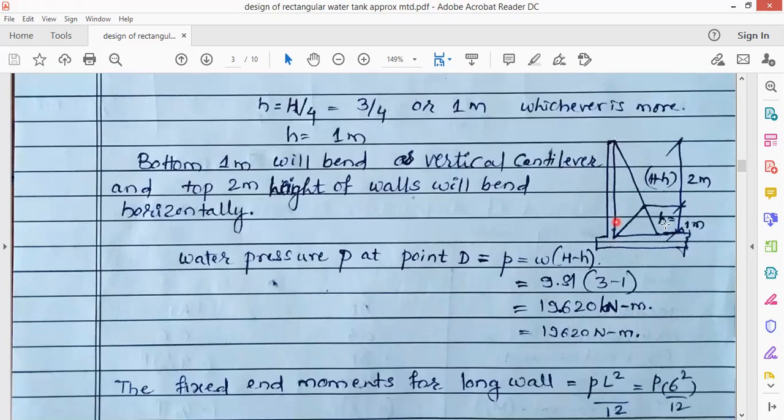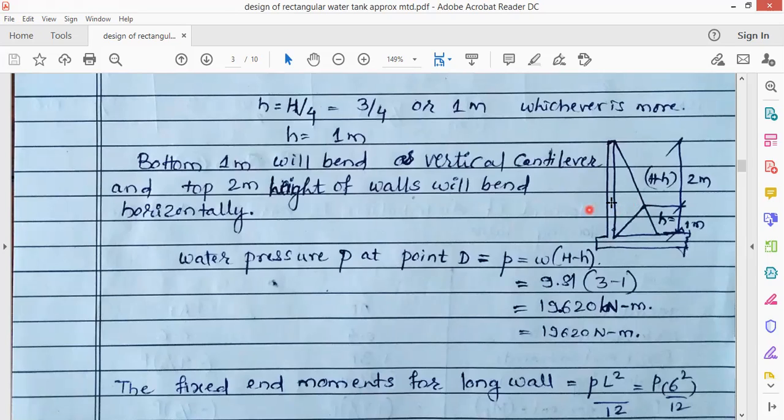So total height is 3 meter, out of which this is 1 meter. This small triangular portion, that is the cantilever action portion, is 1 meter, and the remaining H minus h value will be 2 meters. So the bottom 1 meter will bend as a vertical cantilever, and the top 2 meter height of walls will bend horizontally. So water pressure I will calculate now at point D. Here is point D at this particular point.